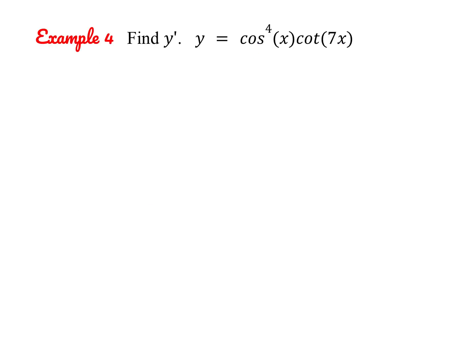All right, let's try another one where we have to use product and chain rule. So again, you can see we have the product of a cosine to the 4th and cotangent of 7x. And because this function is a composition of cotangent and 7x, we will need to use the chain rule here. And because this function is actually x to the 4th and then a cosine function, we will also need to use the chain rule here. So we'll need to use the chain rule for both of them in addition to that product rule.